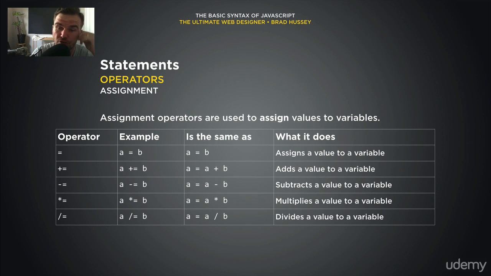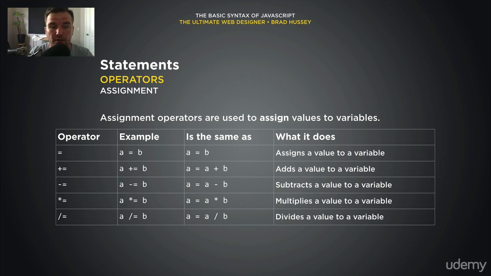Assignment operators are used to assign values to variables. So in this table, we have some data here to explain the different types of common operators. So we have the equal sign, which an example would be a = b. And in this case, it is the same as a = b, but this will make sense as we go down the table. So what this does is assigns a value to a variable. So it assigns the value of b to a.